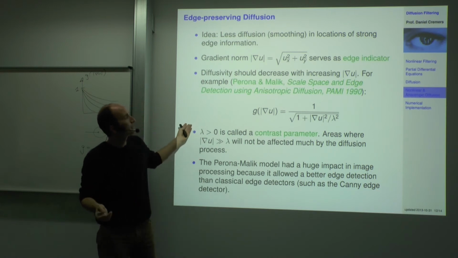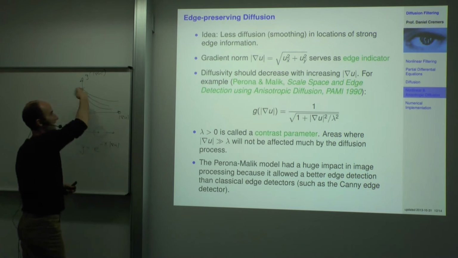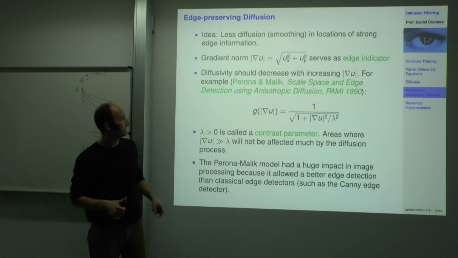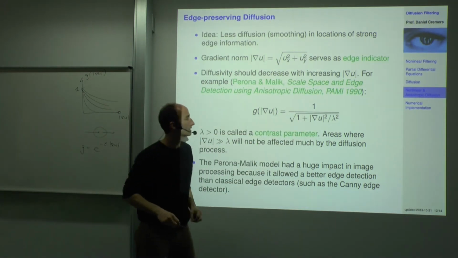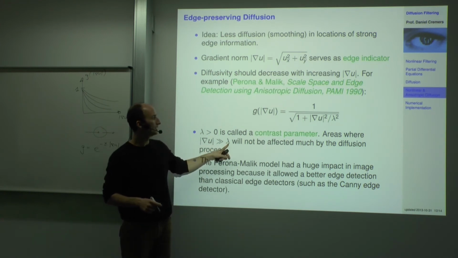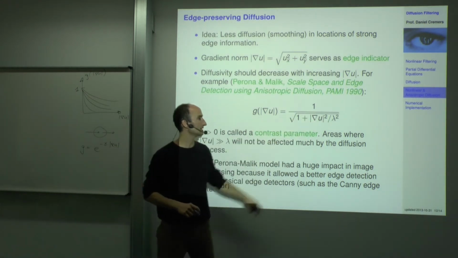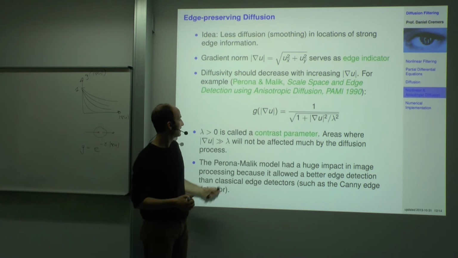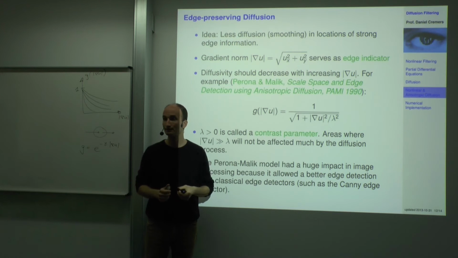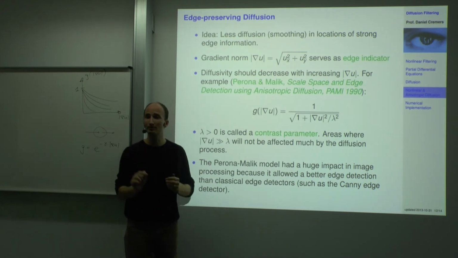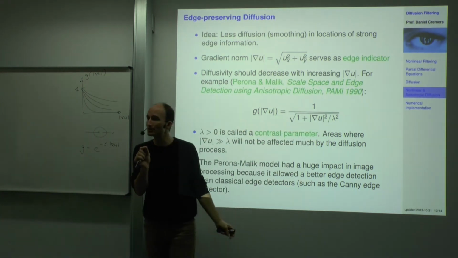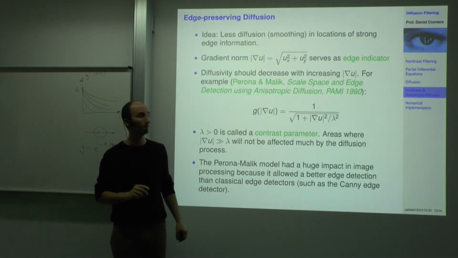This parameter, there's always some parameter. Basically, it tells you how fast this decays, right? And this is called the contrast parameter. And in this model, you can see the parameter basically says if nabla u is much larger than lambda, then we have something that is essentially 0 here, or at least very small. And if the gradient is much smaller than lambda, then we have a strong diffusion. And so this is why it's called the contrast parameter. It tells you on what scale, what kind of edges are going to be preserved and what kind of edges are going to be diffused.